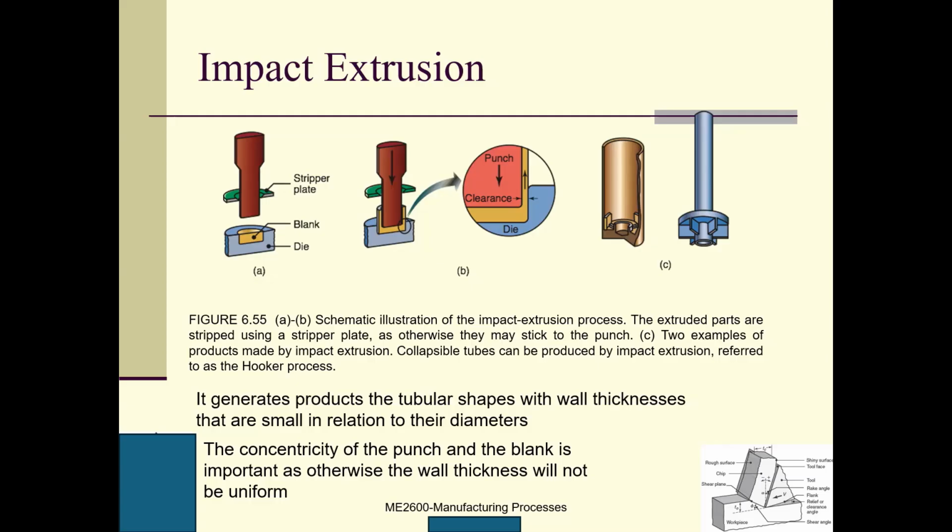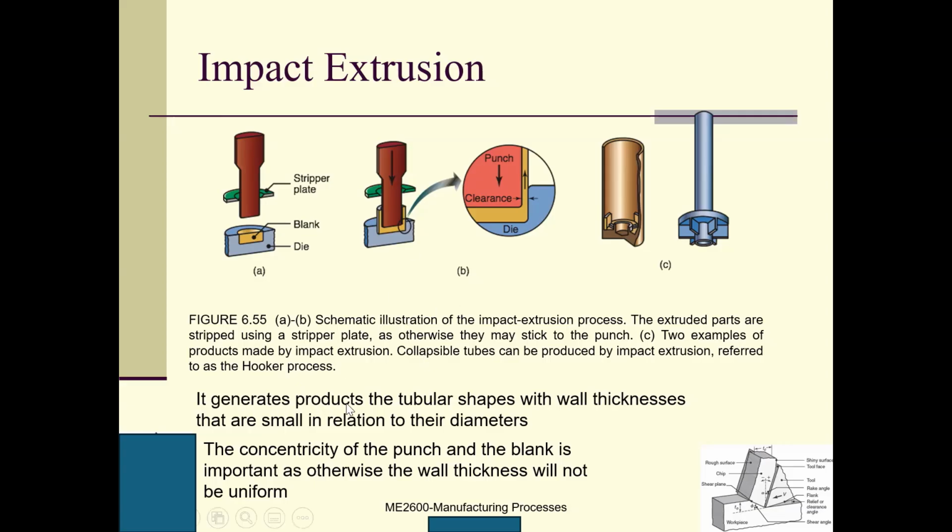Collapsible tubes can be produced by impact extrusion, referred to as the Hooker process. This is the collapsible tube. Here is the punch, and this is a zoom in. Here is the die, and this is the material. You can see the yellow one is the material. If this is the punch, because there is a clearance, the material will flow this way. Right? And finally you will have a tube.